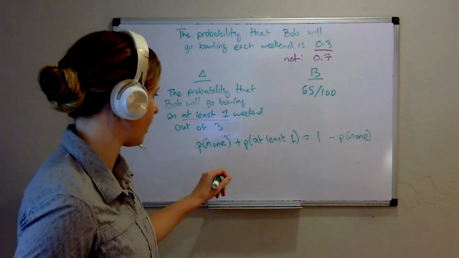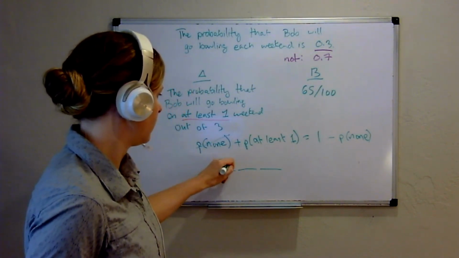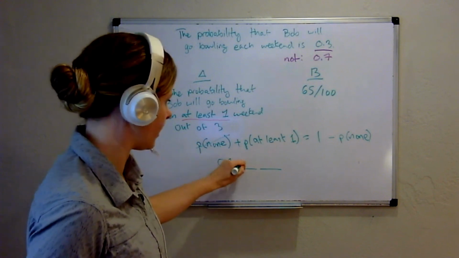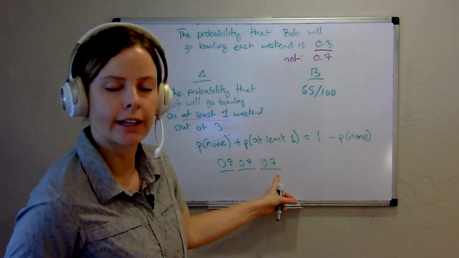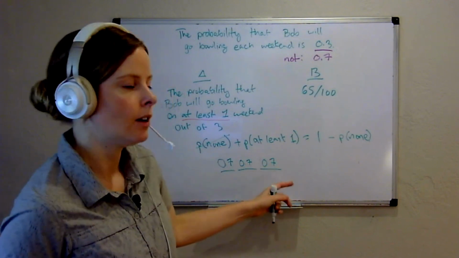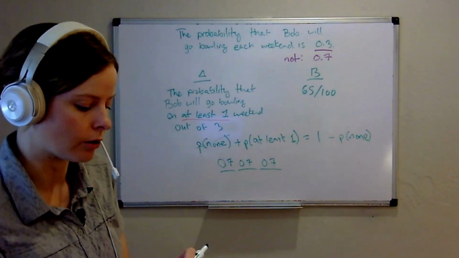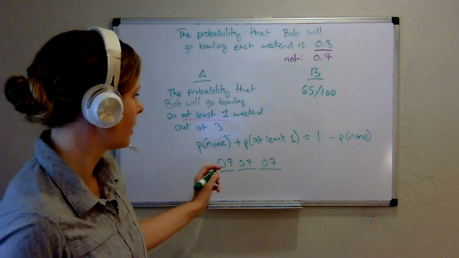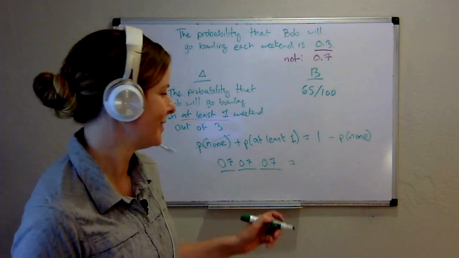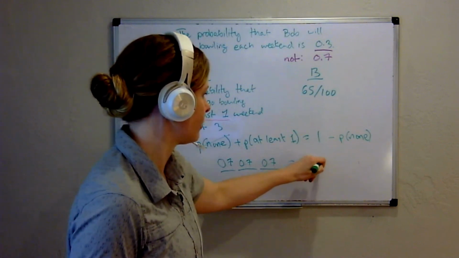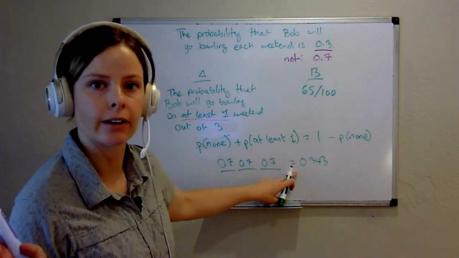So let's go ahead and think about our 3 weekends. On the first one, he would not go bowling 70% of the time, same thing on the second one, and same thing on the third one. And now, just like on the last question, to combine these, what we do is we multiply. It's getting less and less likely that every single time he's going to fall into this exact bucket. When you go ahead and do this, and this is where I would pull out my calculator, because why not, you end up with 0.343. So this is the probability that he will not go bowling at all.